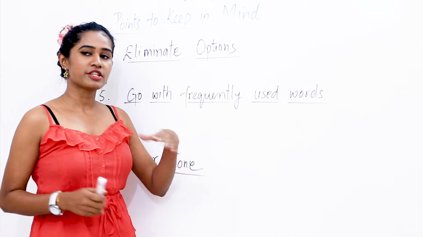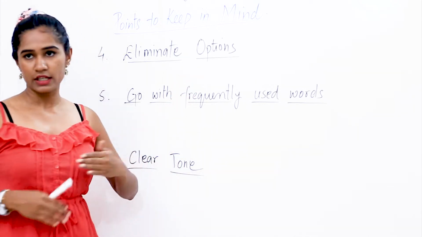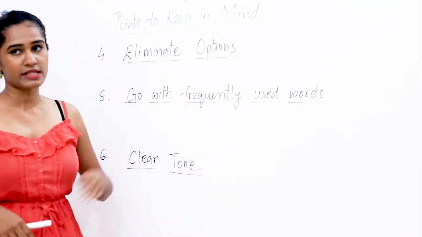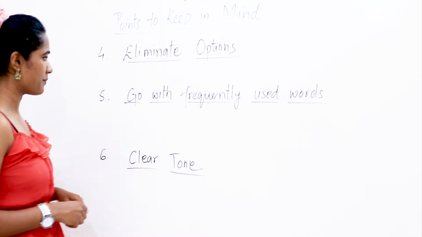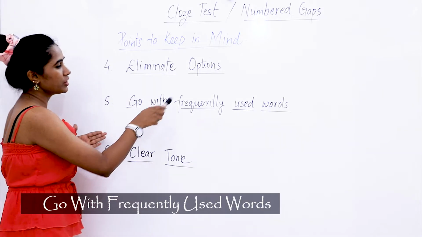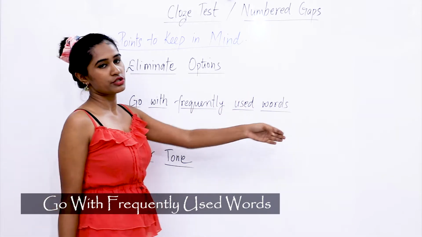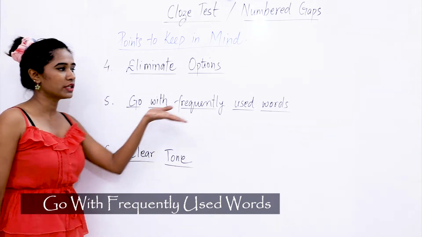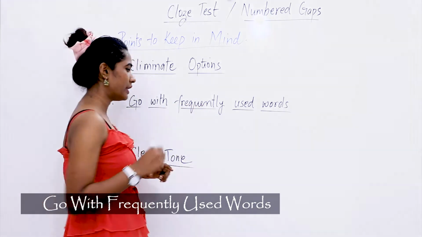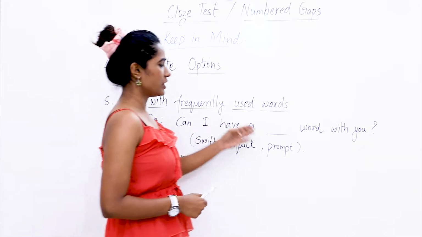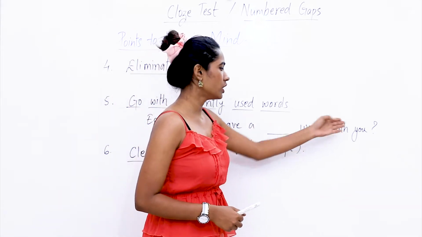But do not get confused, because every time you read the passage, as I said, you have to interlink each and every sentence and then get the options there. Next, go with the frequently used words. When I say go with the frequently used word, for example, I can say, can I have a blank word with you?